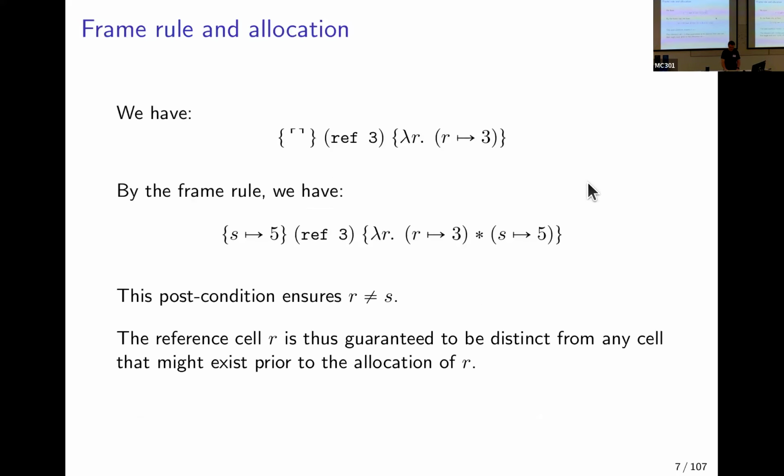All right, one last thing that is interesting. Say that you have a ref of 3, you know that it returns some R that points to 3. But by the frame rule, we know that we must have this as well: S points to 5, ref of 3, and then R points to 3 star S points to 5. So this ensures that R and S are distinct. So ref of 3 will allocate some reference, but we know that this S will be different.